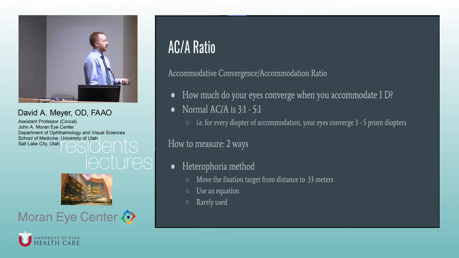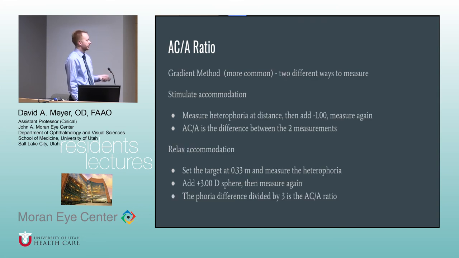So there's two ways to measure it. One's the heterophoria method. I don't think we'll worry about that. It's very rarely used, but I wrote it down. Then there's the gradient method, which is much more common. And there's kind of two different ways to do it using the gradient method.